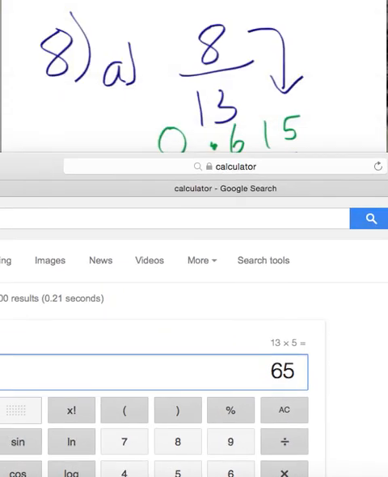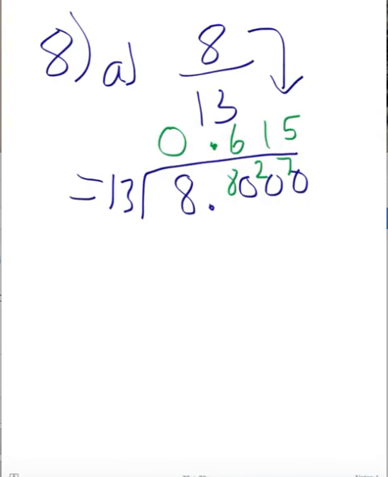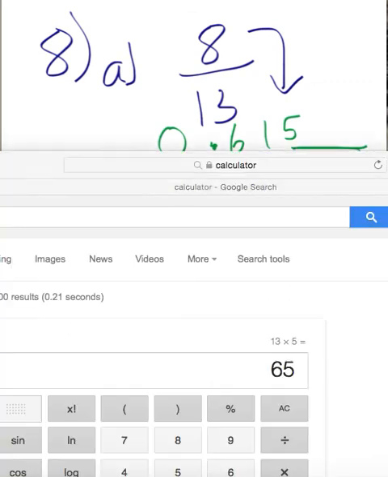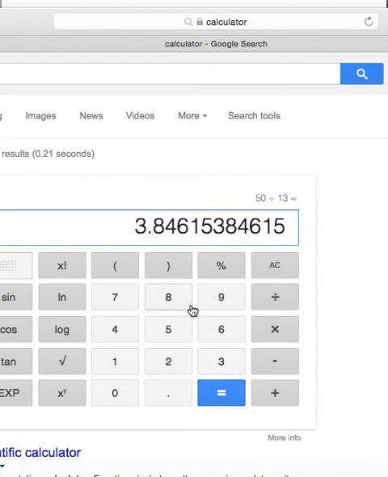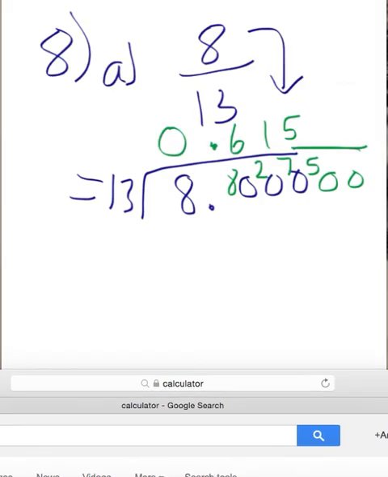So we're 5 away from 70. So I'm going to add a 0, more zeros. And now I've got 50 there. So now how many times can 13 fit into 50? So do the same thing. So 50 divided by 13 can fit in 3 times. So I'll write that 3 down.